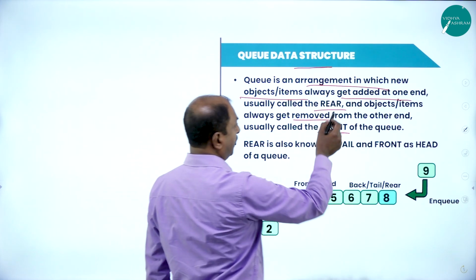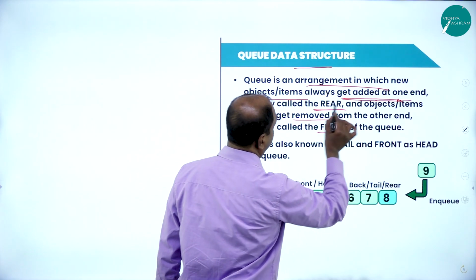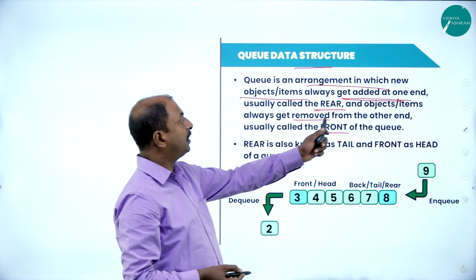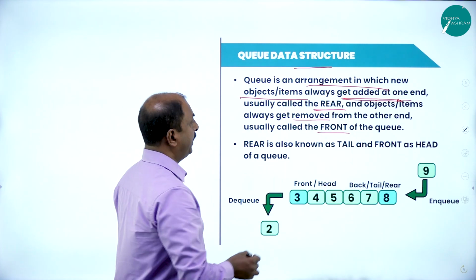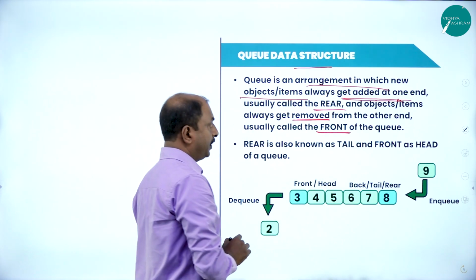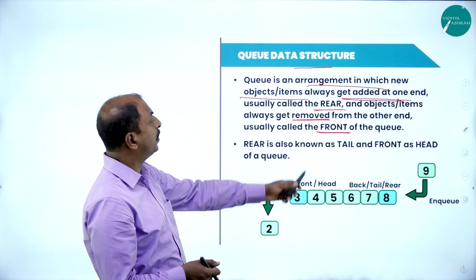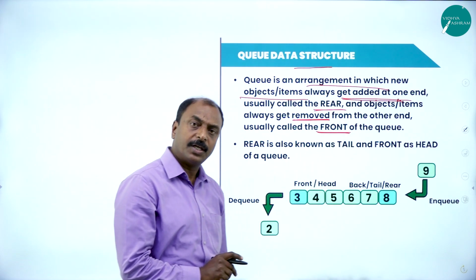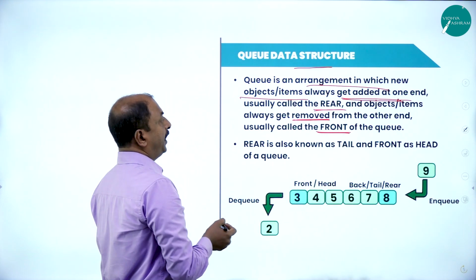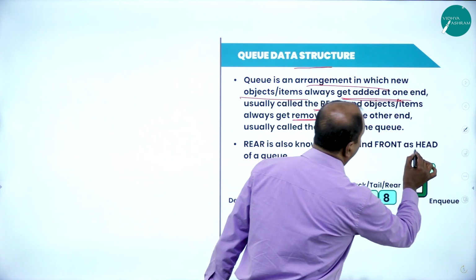Accordingly, the new elements are added at one end called the rear end. That is the rear end, or the rear pointer, is the one where new elements are added into a queue. Similarly, the elements are removed at the pointer called front. So front is the pointer where the removal of elements takes place in a queue. So there are two points, rear and front. Rear is also called the tail end and front is called the head end.